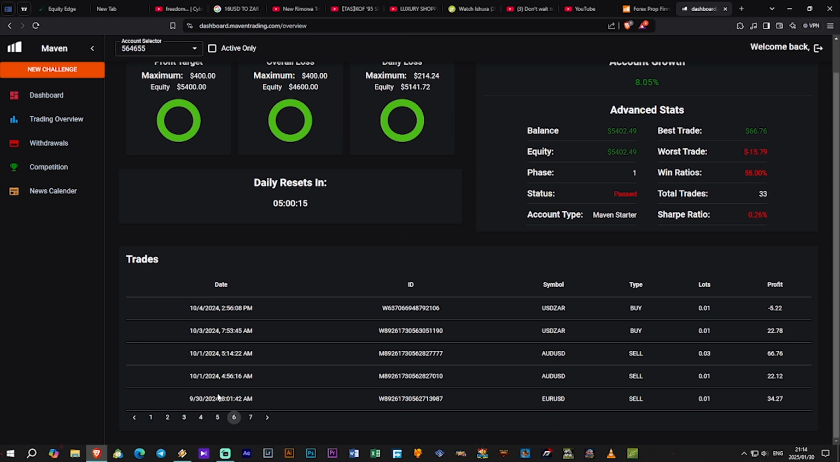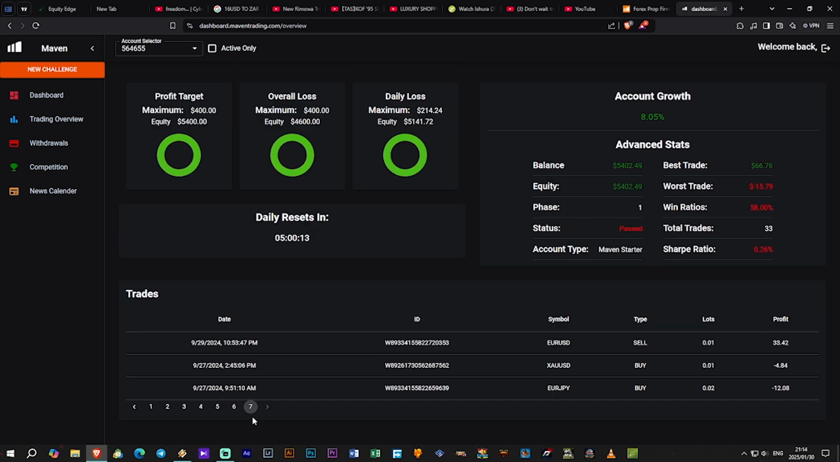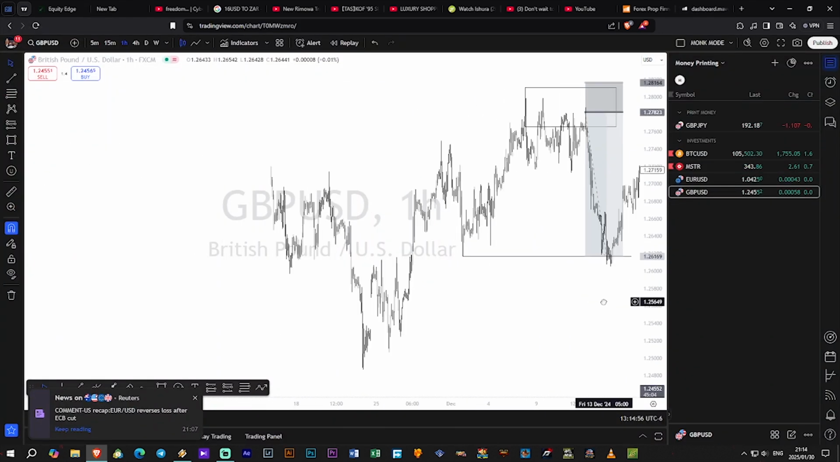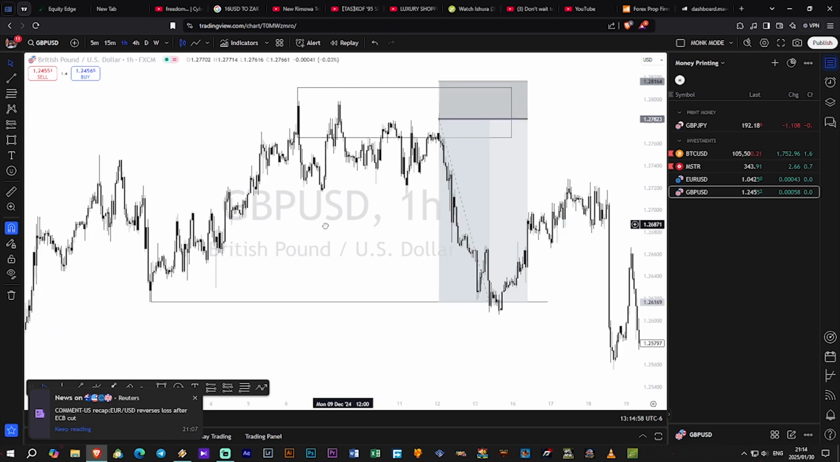And there we go again, Euro USD. And here, this is where I took Euro USD, Euro JPY. I took a loss, and I was actually passing the challenge here. So these are my last entries that actually hit phase 1. So yeah, let me just show you guys how I placed my orders.